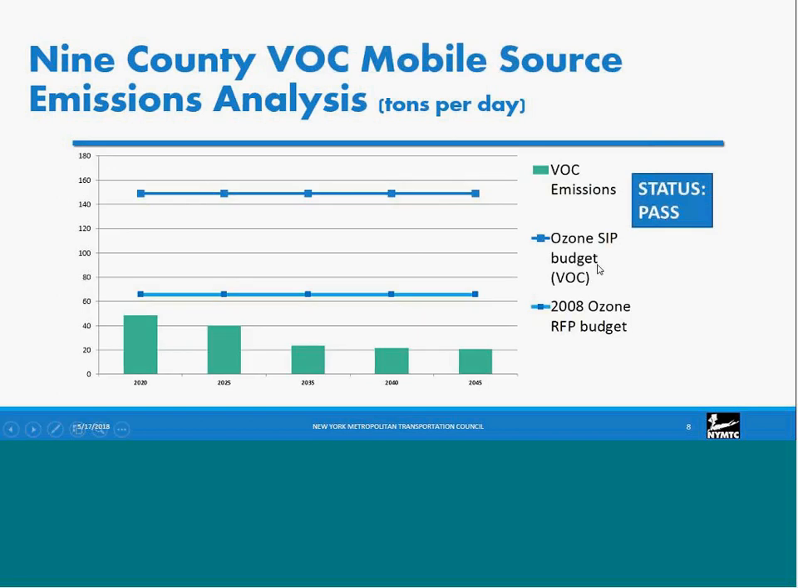And likewise for volatile organic compounds, again, you can see our program emissions are represented by the bars, and both vehicle budgets are represented by the lines above the bars. And here again, you can see quite a great difference in our emissions from our program versus the budget. So we do pass this test as well.